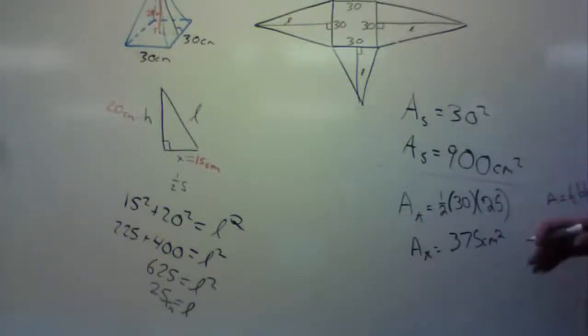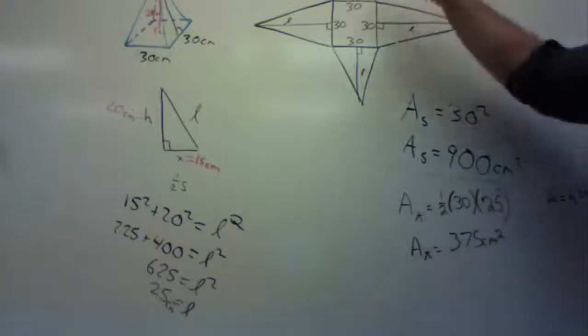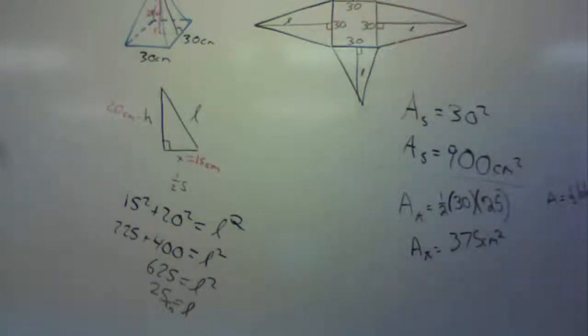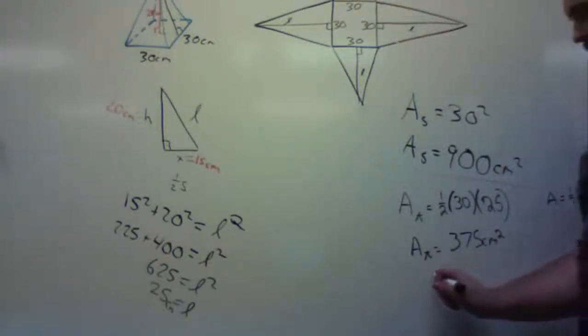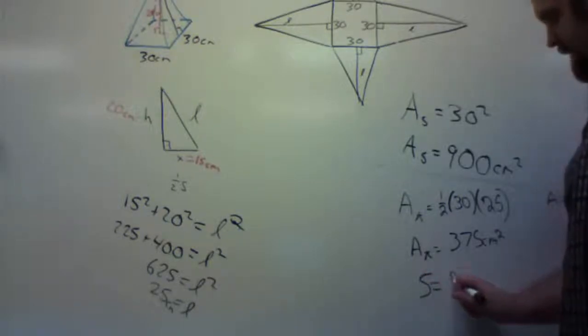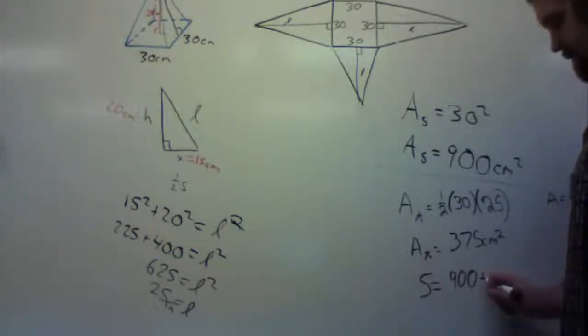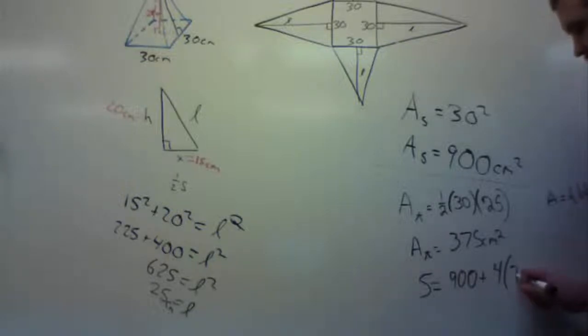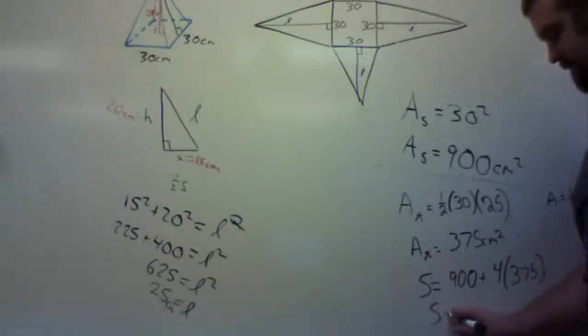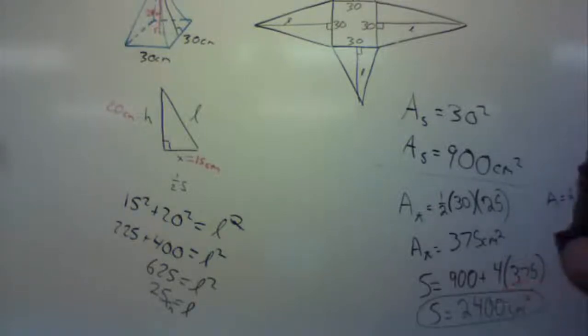Now, I found the area of the triangle. I found the area of the square. I have 4 triangles and 1 square in my surface area. So the surface area here is going to equal 900, the square, plus 4 of the triangles, 4 times 375. And the surface area will be 2,400 centimeters squared.